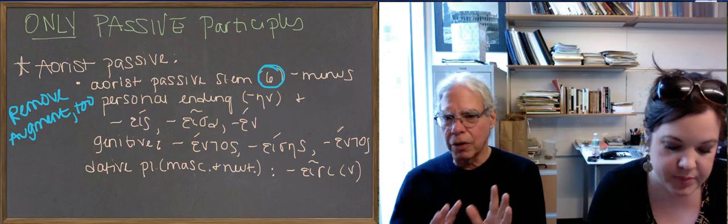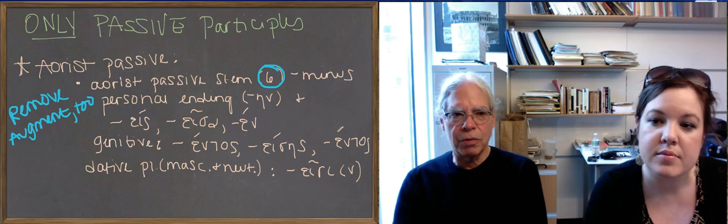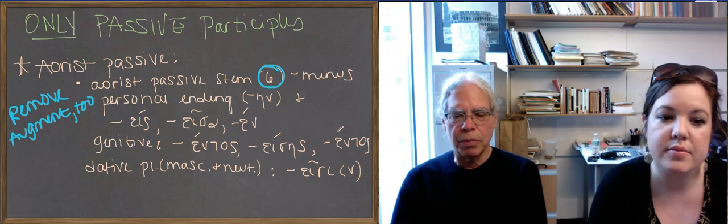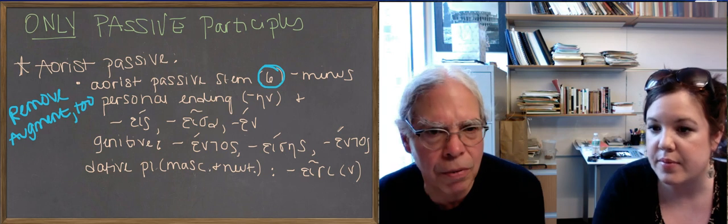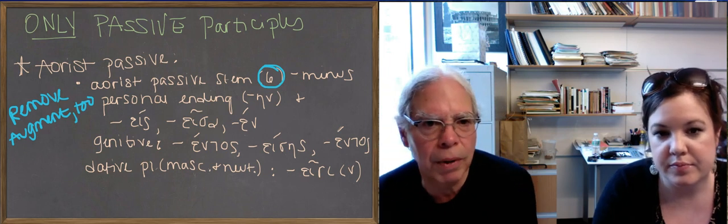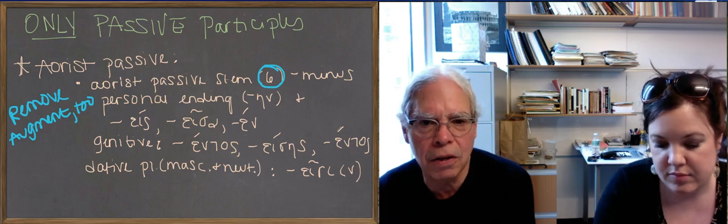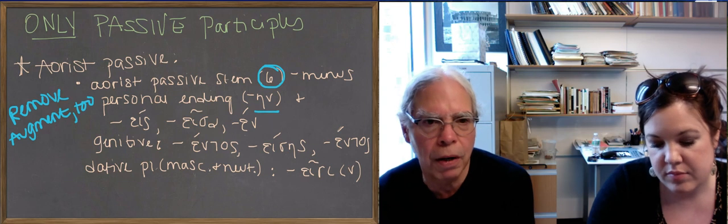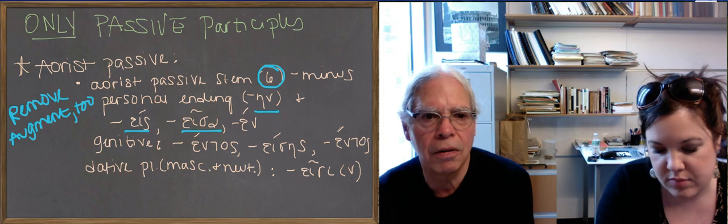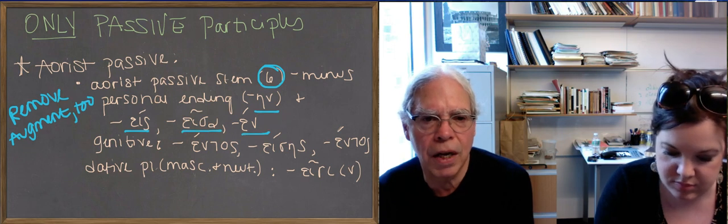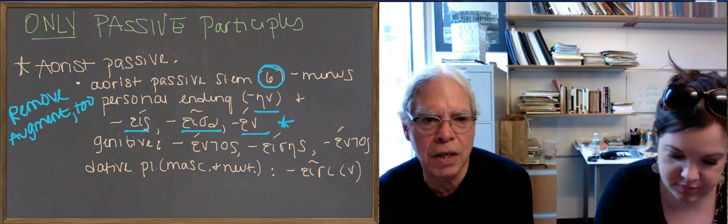In the perfect, you don't remove anything except the personal ending, and the same is true of the present. But in these aorist passives, because their principal part is an indicative form with the tense, then you remove the augment. Okay, so you remove the augment, you remove the personal ending, that is the eta nu of that last principal part. And for it, you substitute the ending -theis, -theisa, -then. Okay? The genitive is -thentos, -theises, -thentos, and the dative plural masculine and neuter is -theisi.